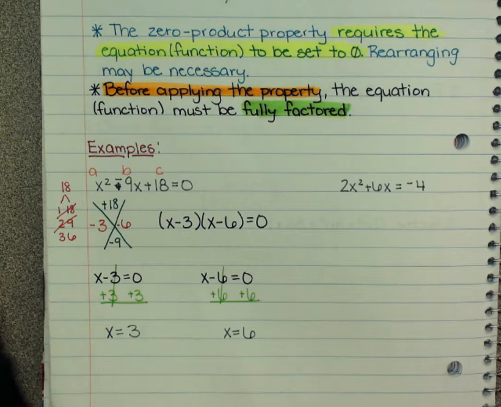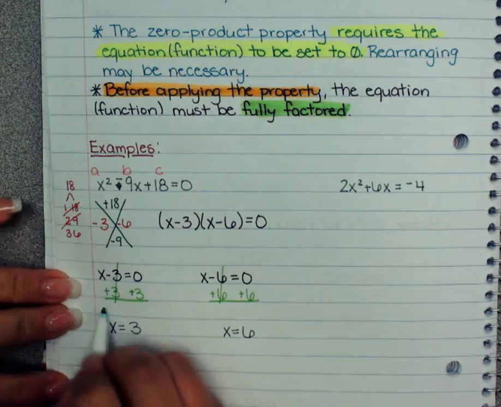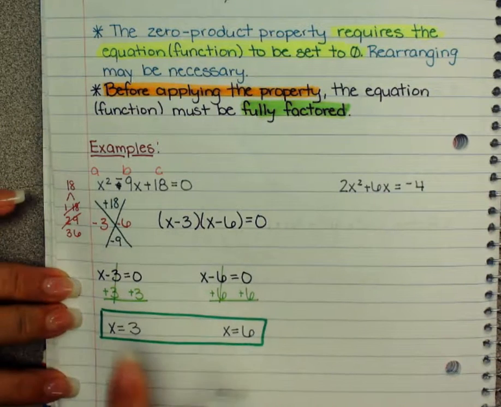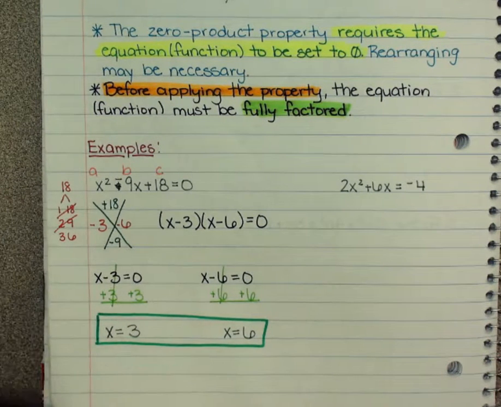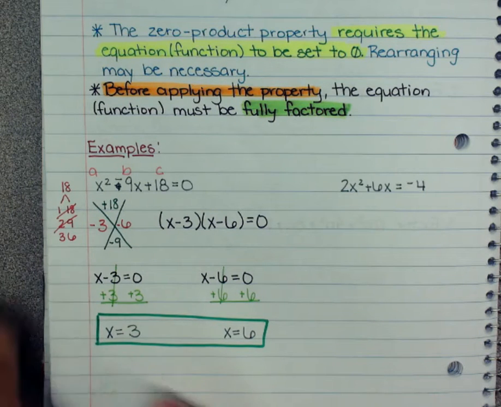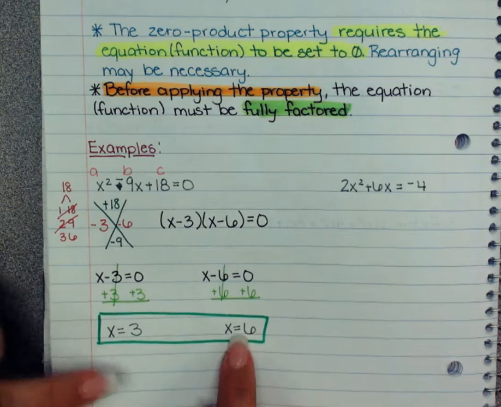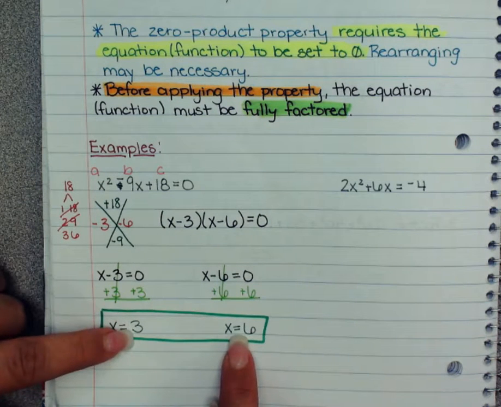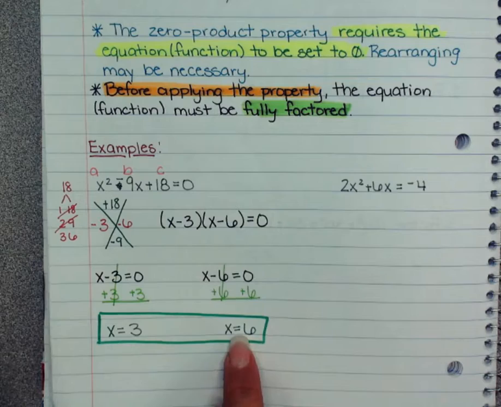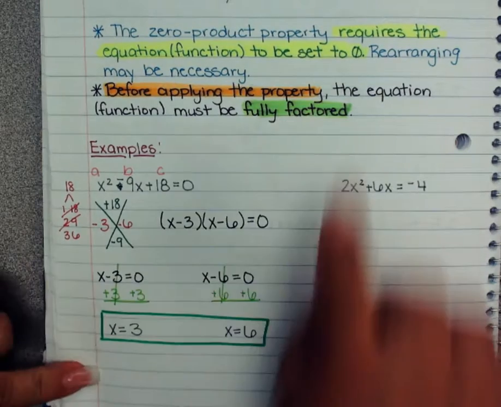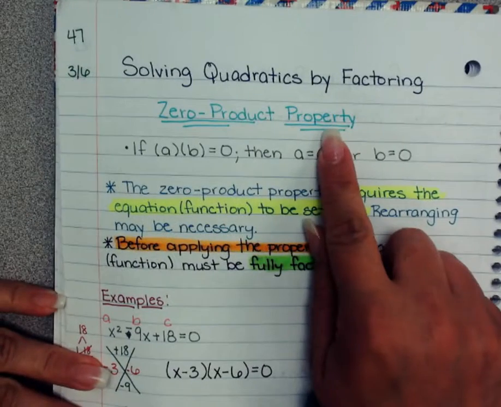Okay. Now, what does that mean for you? That means that at these 2 points, when x is 3 and x is 6, the y is going to be 0. So that's where, if we were to graph this, we would have an x-intercept at 6 and an x-intercept at 3. And we'll get to graphing soon. Okay, so we've solved this by using the zero product property.